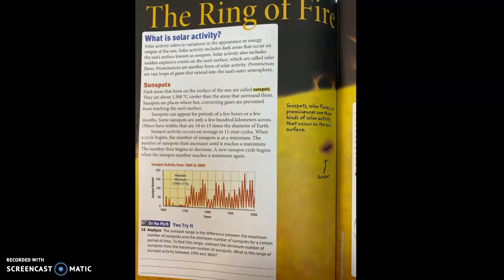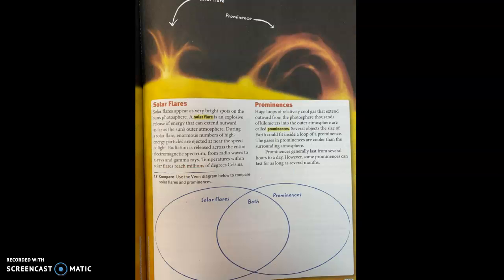Sunspot activity occurs on average in 11-year cycles. When a cycle begins, the number of sunspots is at a minimum. The number of sunspots then increases until it reaches a maximum. The number then begins to decrease. A new sunspot cycle begins when the sunspot number reaches a minimum again.